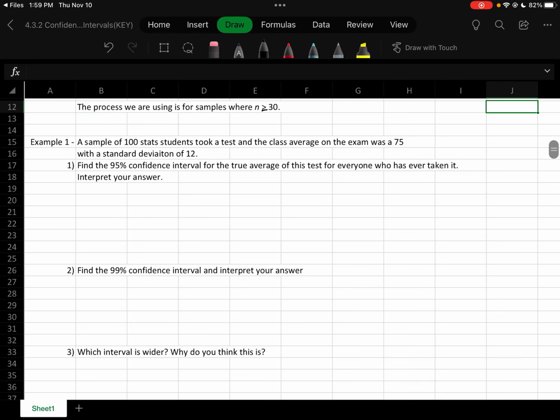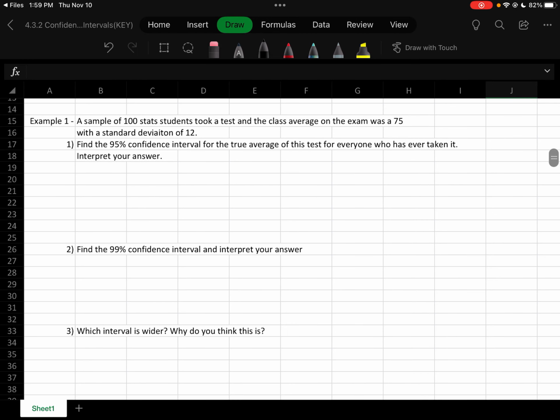So here we have a sample of 100 stat students who took a test, and the class average on the exam was a 75 with a standard deviation of 12. So we're going to find a 95% confidence interval for the true average of this test for everyone who's ever taken it. We have one sample, and that sample gave us a mean of 75 and a standard deviation of 12. But we want to know, what is the mean for anyone who's ever taken this test?